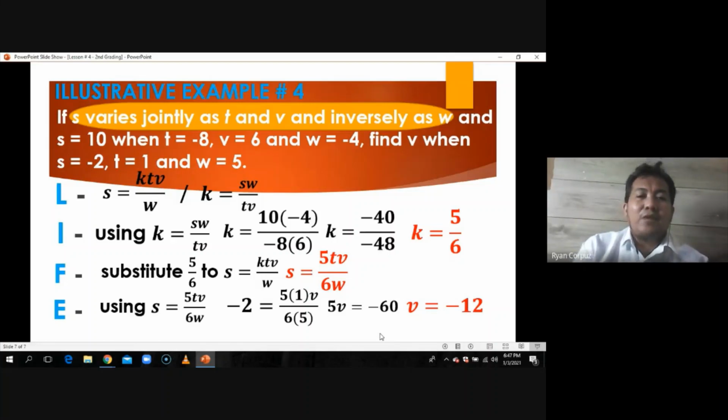So, that's how we answer example number 4. I hope that you understand already on how to solve a variation na tinatawag natin combined variation.